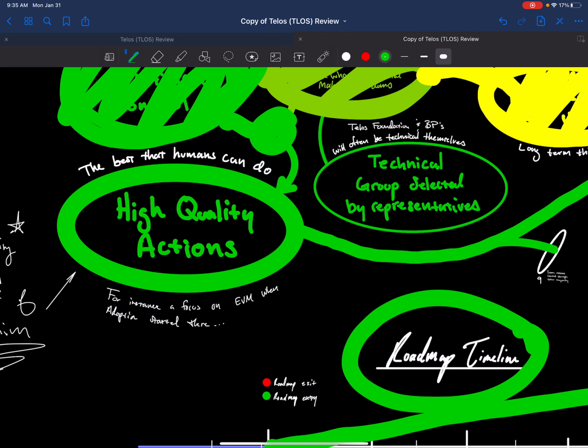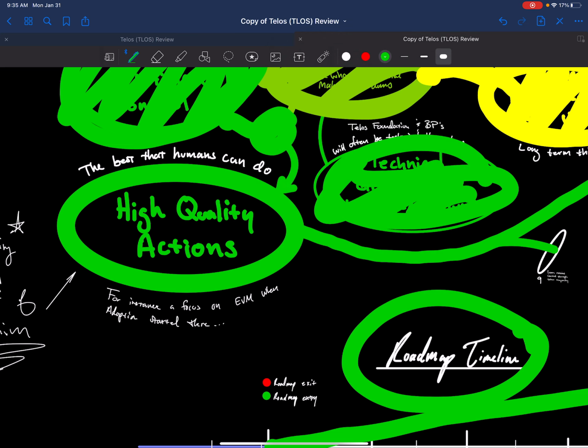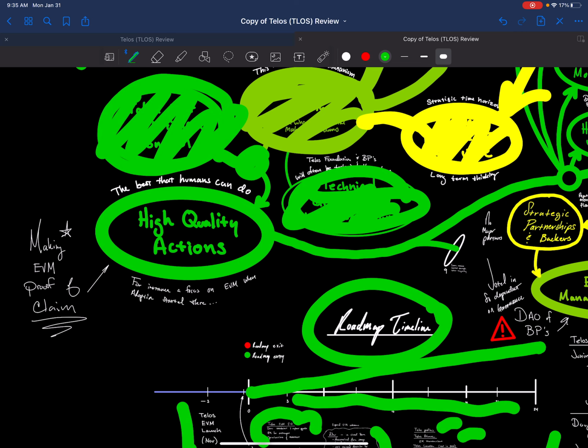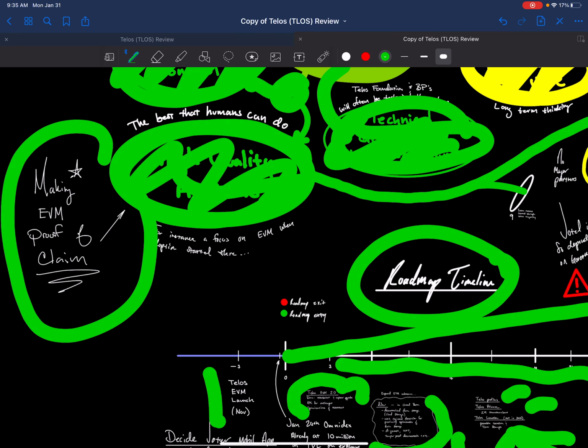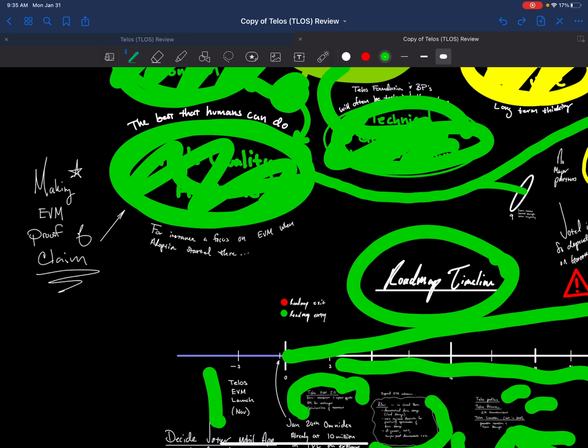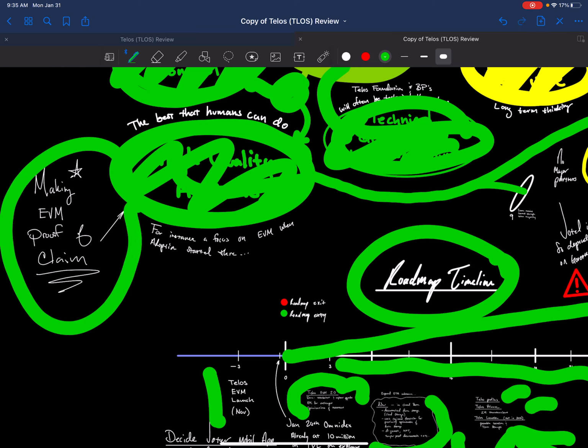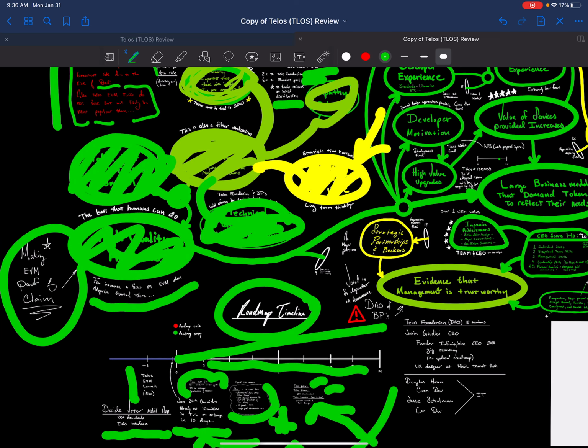All right, and then technical groups selected by representatives. You have the Telos Foundation and a lot of the BPs. The BPs are technical, so yes, they have technical people representing the blockchain. High quality actions, so making the Ethereum virtual machine is proof that they're doing high value actions because they built that because that was a needed thing, and now you're starting to see adoption of that, and we'll see if it continues. And they're focusing on the Ethereum virtual machine now because they're seeing adoption there.